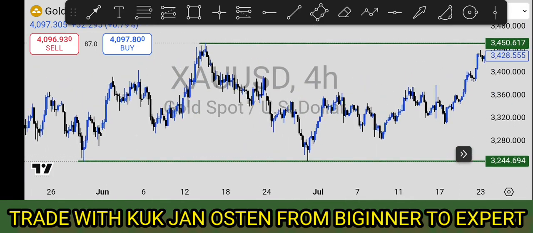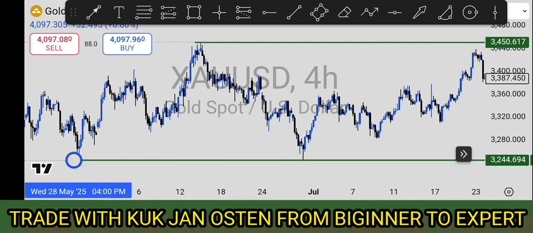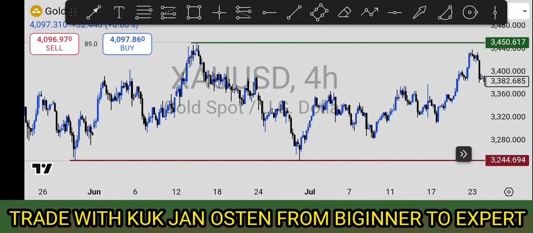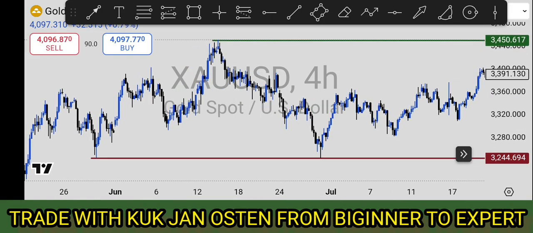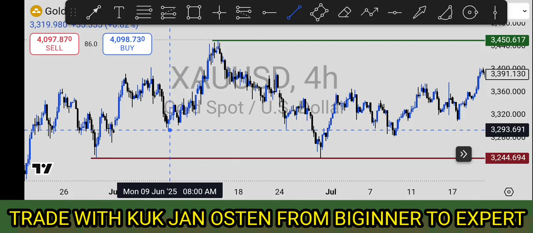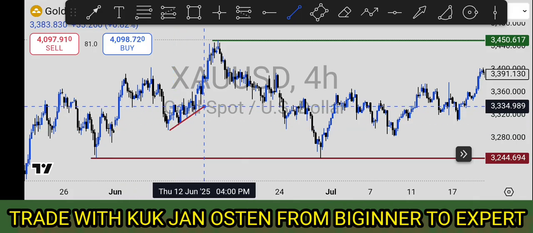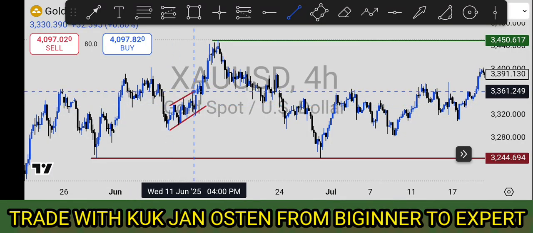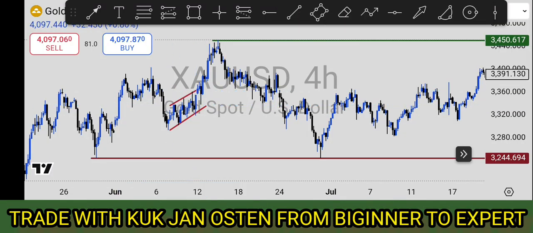This is a buy side liquidity. This is sell side liquidity. We can also change its color. Now after identifying that, this is our trend. This is also another example: at this point here we are seeing a sell side liquidity, and this is a buy side liquidity. Okay guys, as simple as that.